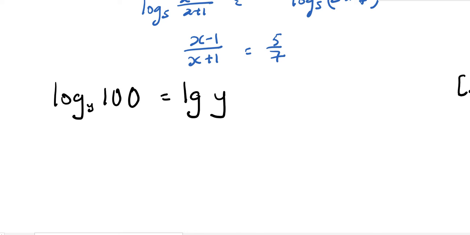Change base to y. Very good. Now, another person can ask you, can I change base to 100? Can I change base to 2? Can. But the very obvious one is change base to y, right? Now, first, what is this base? Base 10. So another way of writing is log 100 equals log base 10 of y.